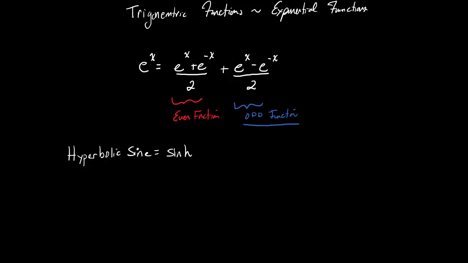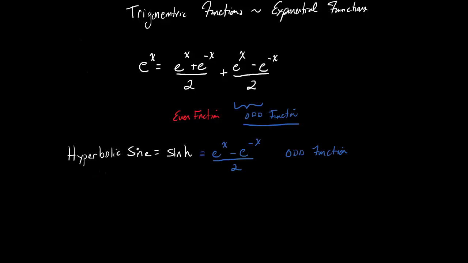And this is going to be equal to e to the x, oh, I just lost part of my work there, all over 2. Let me go ahead and rewrite this here. So that was this portion right here. Hyperbolic sine is denoted as sinh, and this guy is the odd function. We'll talk about why he is odd in a little bit, but right now I just want to make sure that we understand that he is the odd function.